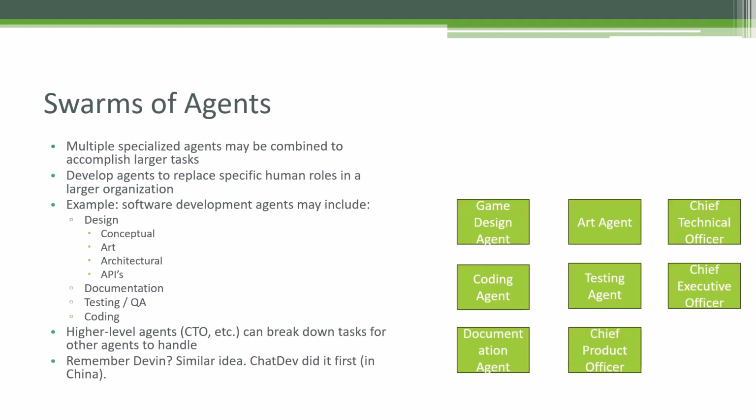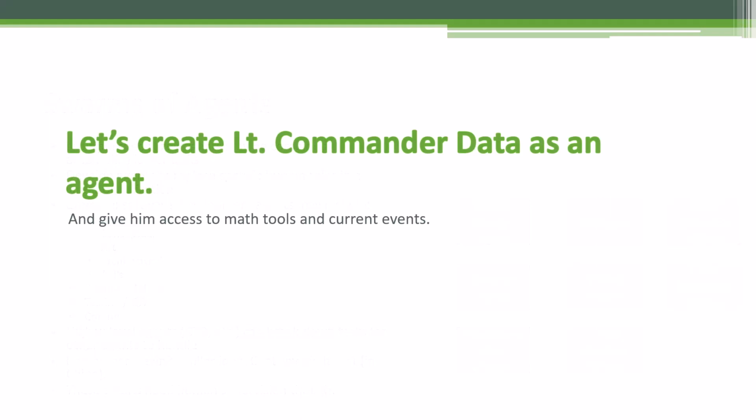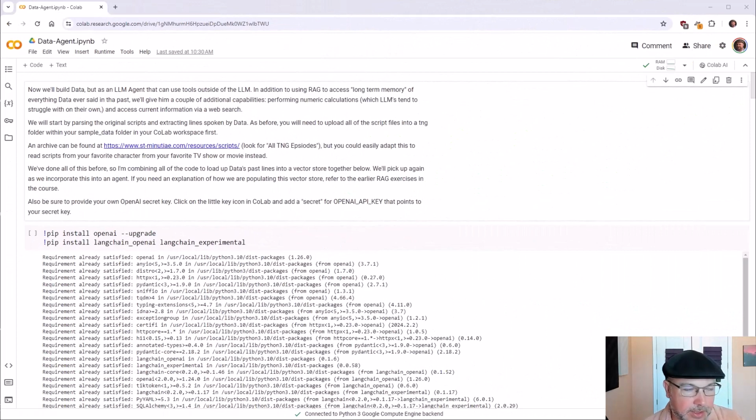Now, I'm not going to go that far, so let's just go into one agent that does something specialized here, and we'll go ahead and make Data again, but this time as an agent that also has access to mathematical tools and information about current events. So this time we're going to build Data, the character Data from Star Trek, using an LLM agent approach. Very similar in some ways to RAG, but with even more capabilities.